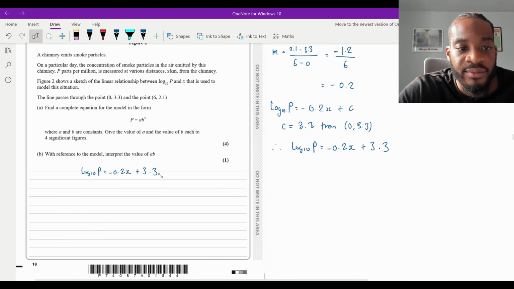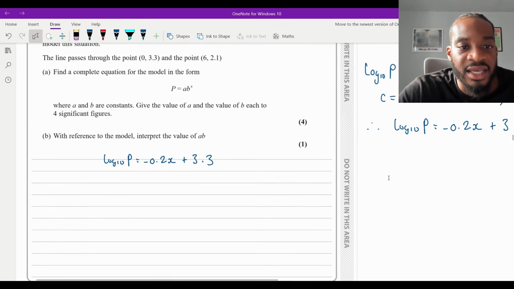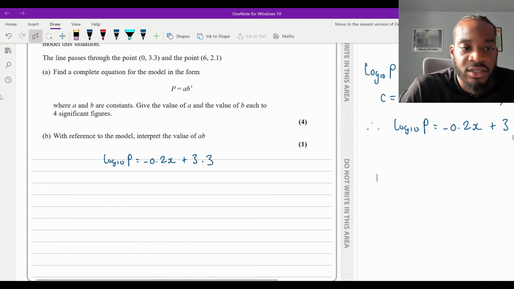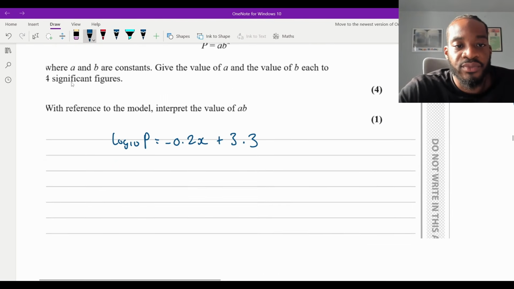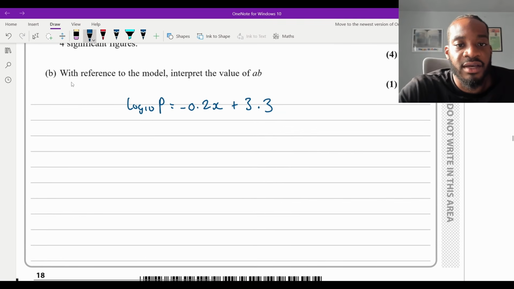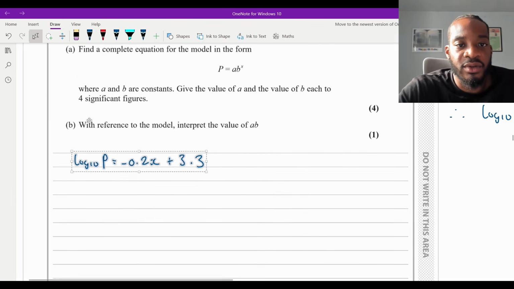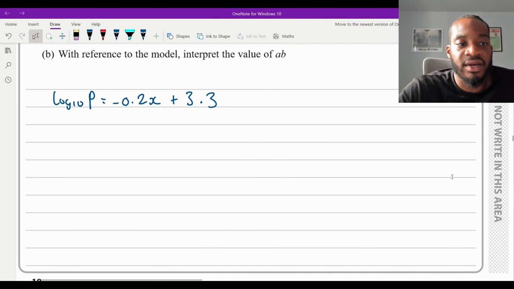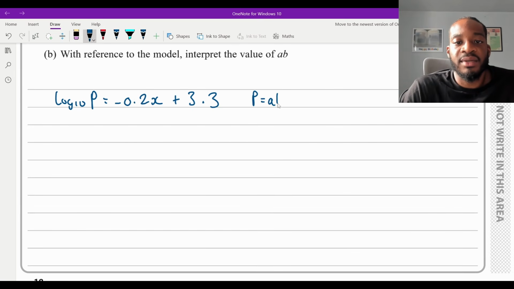So we are here, we've got everything we need. I'm going to zoom in a bit, and now I need it in that form, p equals ab to the power of x. So how do I go about doing that? Let me just zoom a bit more. I'll just write it: P equals ab to the x. So P is equal to ab to the x. That's what we want.